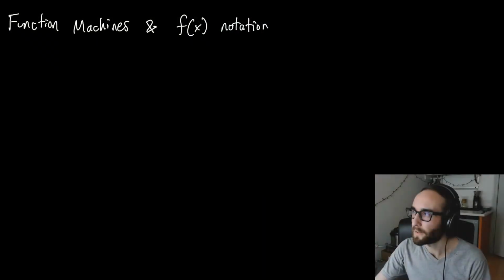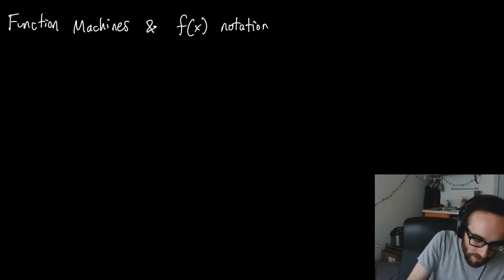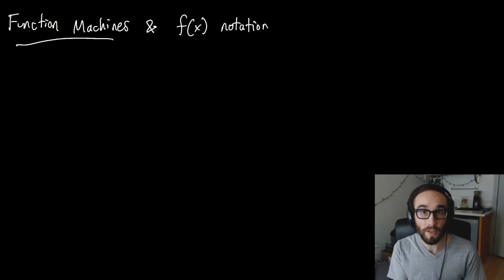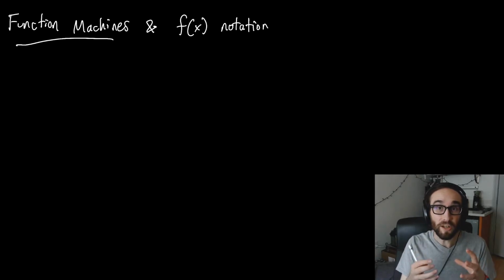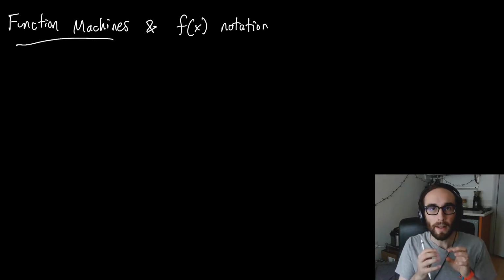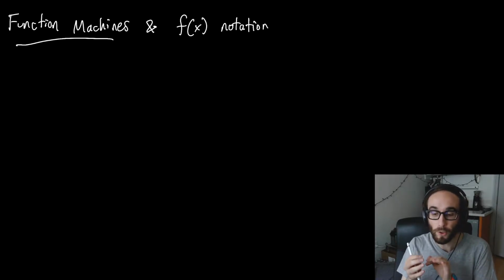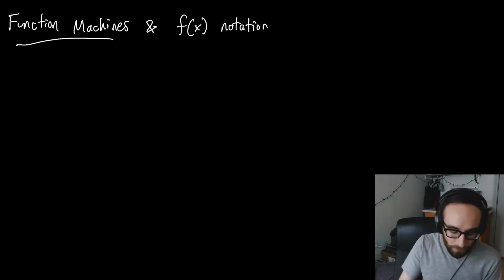Hi everyone. In this video, we're going to take a look at functions as function machines, and we'll also take a look at f of x notation for Algebra 1. All right, so to start off today, we're looking at function machines. One way to think of functions is as a machine where you can input a number and then it goes through the machine, goes through the function, and then you get a number for the output.